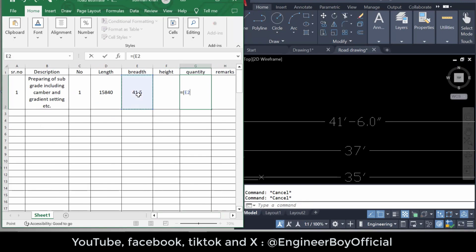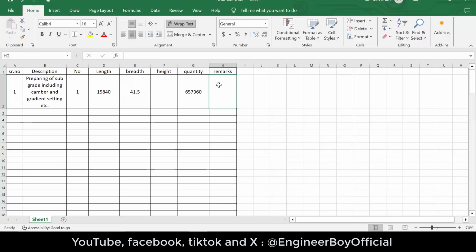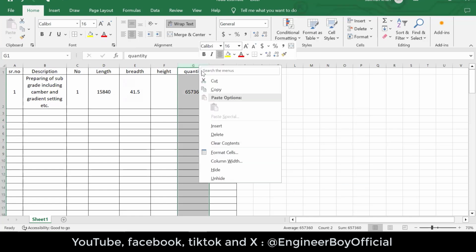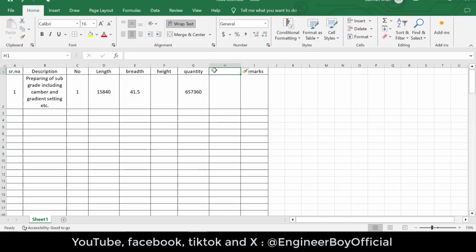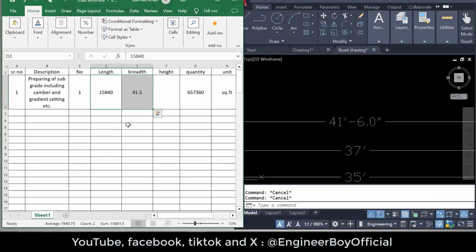So it means the breadth times the length times the number, okay? This should be actually the quantity. Now the quantity must be, let me just have another column over here for unit, because it is also necessary to have unit over there. Let's say this column is just for unit. Now this should be in square feet, because this is just a surface and we have only 2 dimensions in the same calculation.